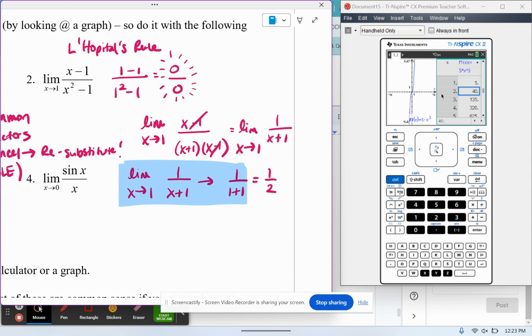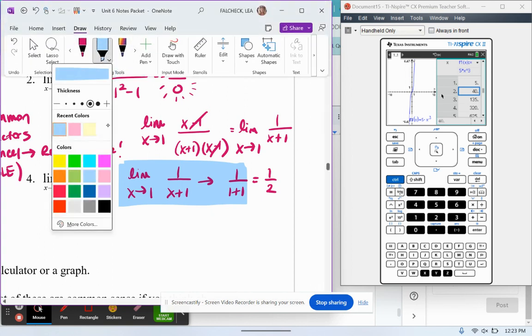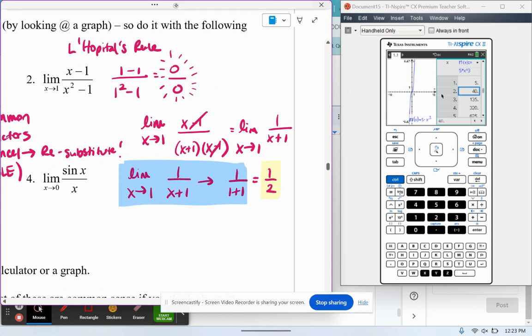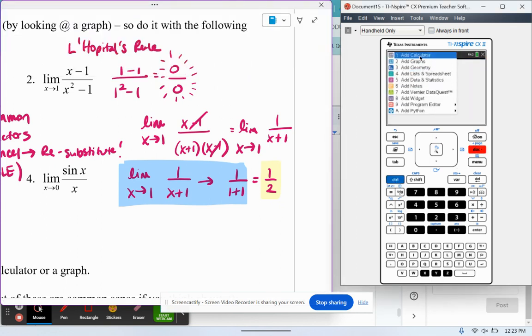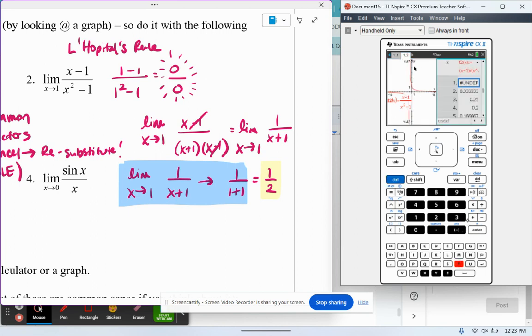So what does that look like on the table? Check it out. Okay, so I graphed the original function before I canceled anything, right? And then I look at the table. I'm going to change it from auto to ask. Everyone knows how to do that, right?